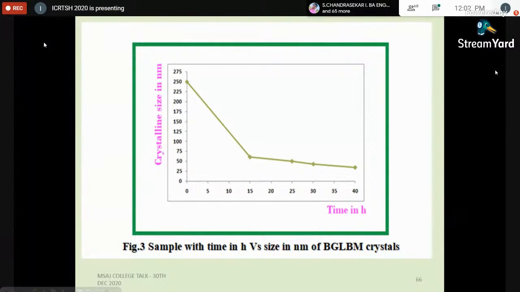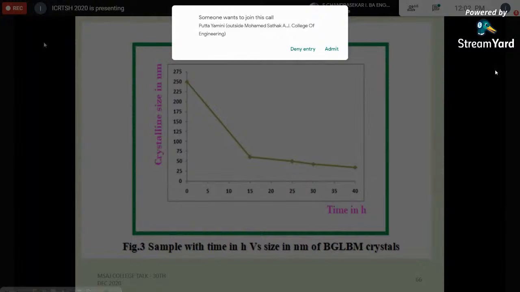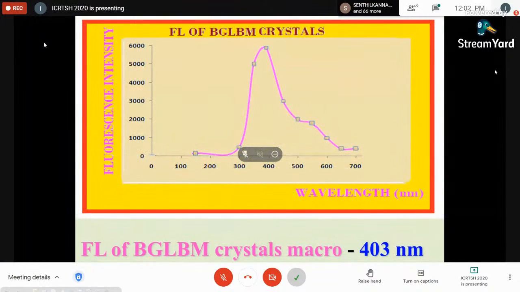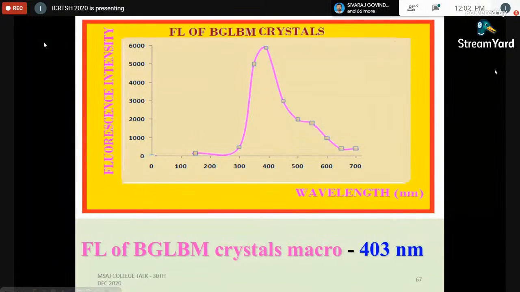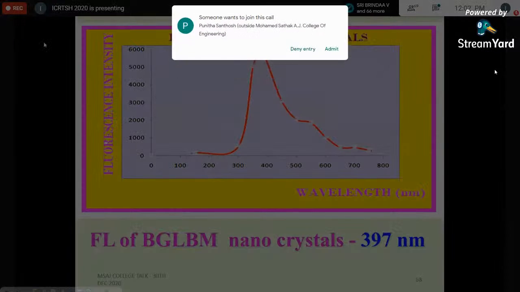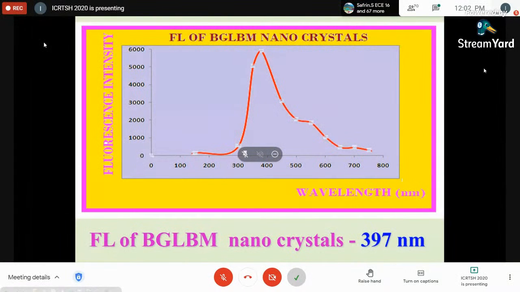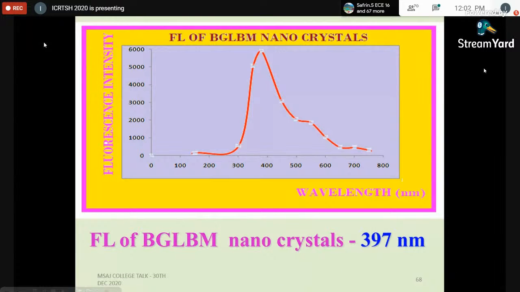The sample with time versus size on the nanometer scale is obtained, with a small variation in the graph. Next slide, please. Yeah, the fluorescence effect for the macrocrystal is 403 nanometer. Next slide. For nanoscale, it's 397 nanometer, so around 6 nanometers difference is obtained. We can identify the purity of the sample based on this fluorescence effect. There is also a change in the energy band gap. From there, we can identify the utility. Next slide, please.